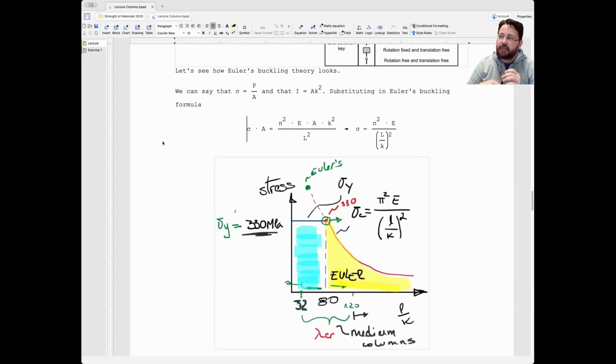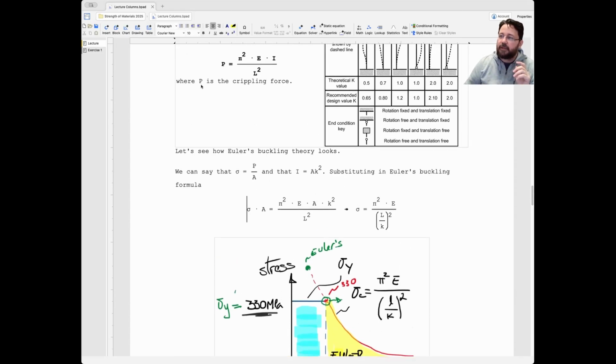These are nice charts I did. So when you use Euler's formula to calculate the crippling load, and then you say, well, instead of the crippling load, I would like to have the crippling stress. So I can say the crippling stress is a force divided by the area. And I know that the moment of inertia can be defined in terms of the area and the radius of gyration, as said before. We already saw that formula. Then I do some magic here, put my things here, see? I end up with this formula here.